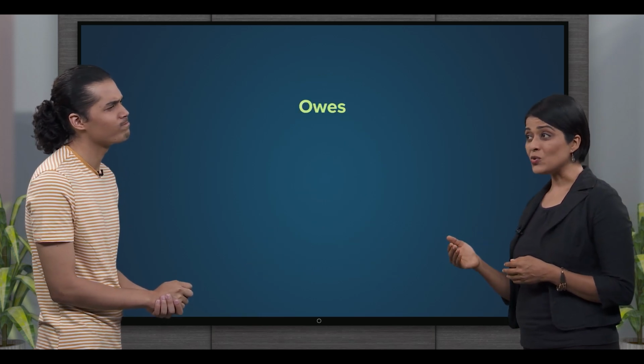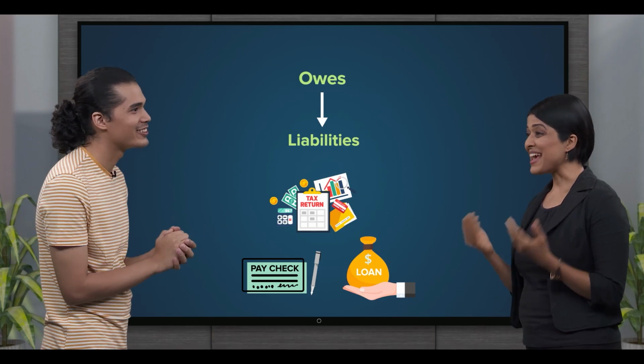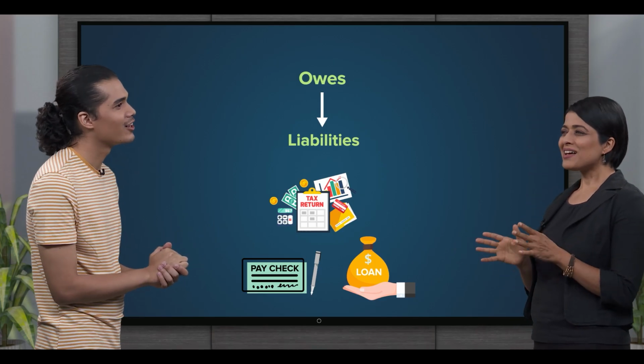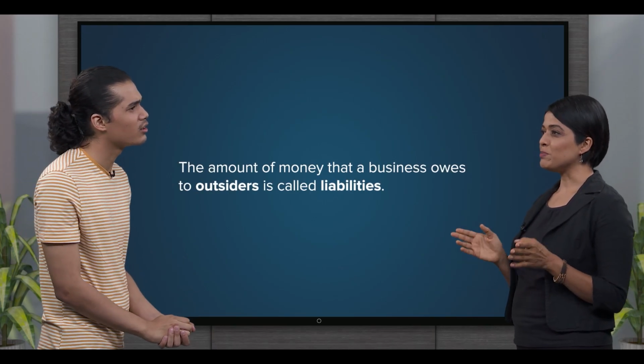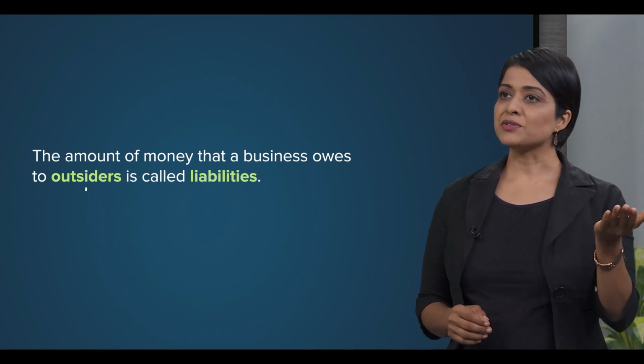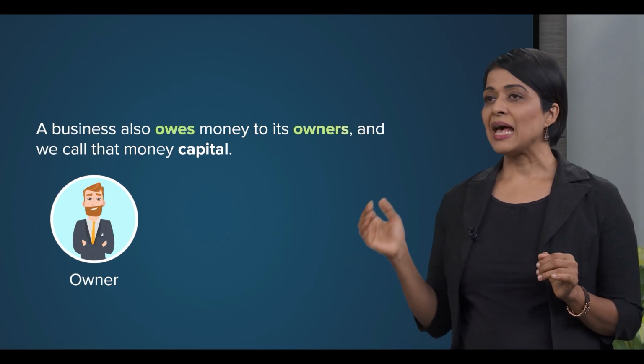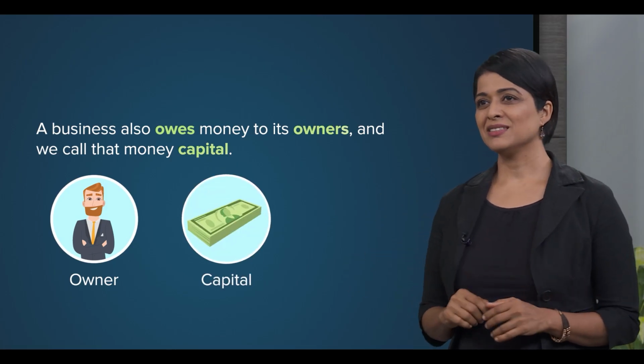And what do we call those things that a business owes? Liabilities. Yes, you're right. But only partially. How so? The amount of money that a business owes to outsiders is called liabilities, and those outsiders are called creditors. But a business also owes money to its owners, and we call that money capital.